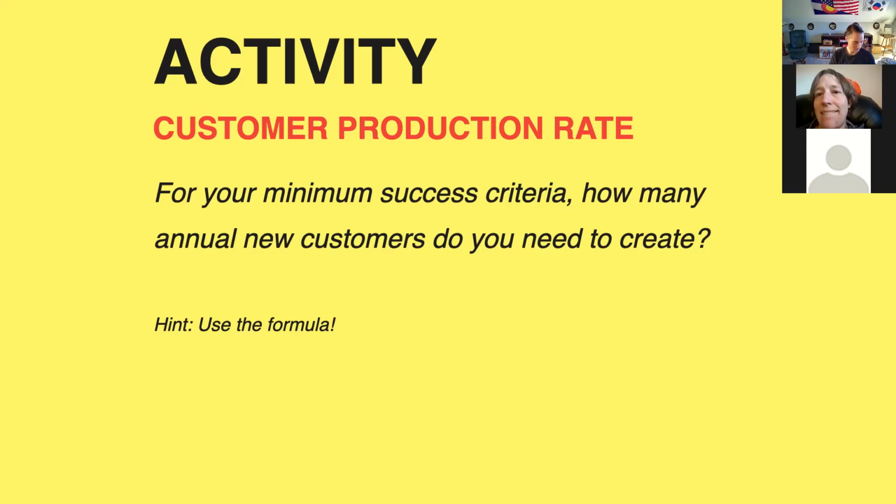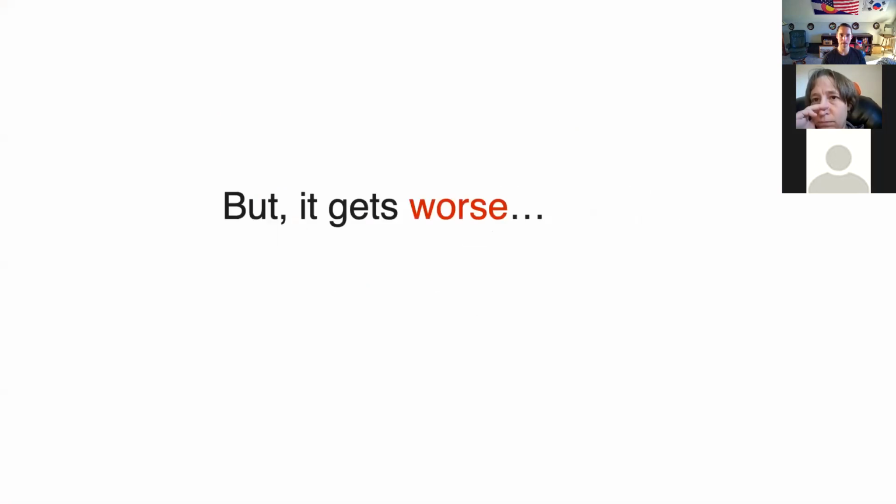So now, next activity. Grab a piece of paper, use your head if you want, but think about the minimum success criteria that you told me. So for Miranda, you said 1 million annual recurring revenue. And Kathy, you said 500,000 annual recurring revenue. How many customers do you need to create? I put a little hint here: use the formula. I'm going to go back to that formula just so we're looking at it.